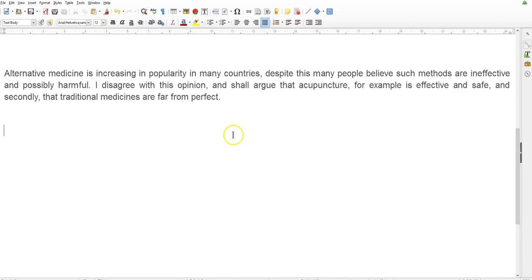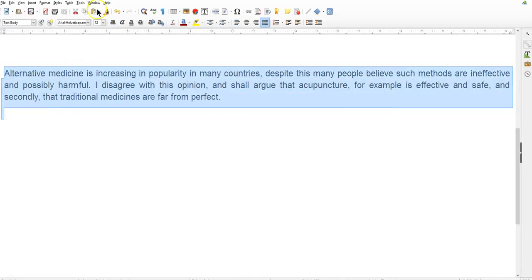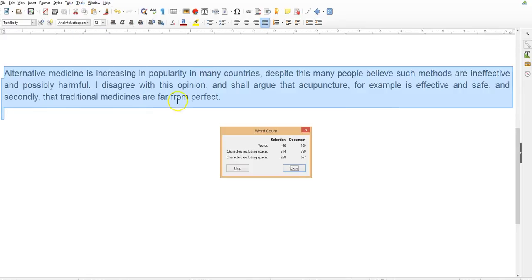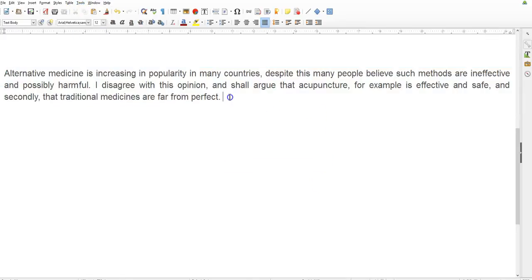So that's my introduction. Let's just check the word count. 46 words. So I only need 204. Well, about 200, and most essays usually come in about 280, 290. So I only need about another 210 words or so, 220. So that's not bad. So body paragraph 1. So I need to talk about my main idea now. Acupuncture.